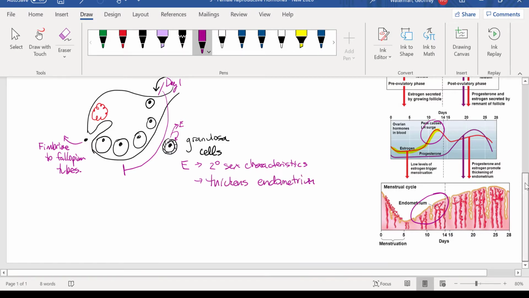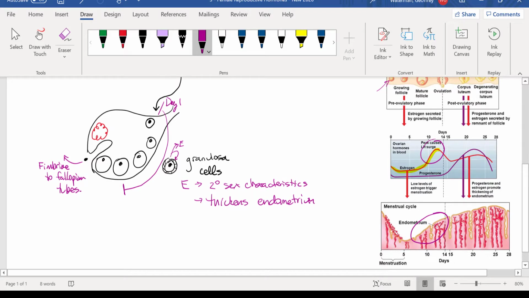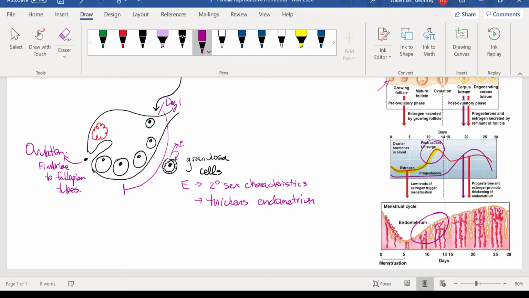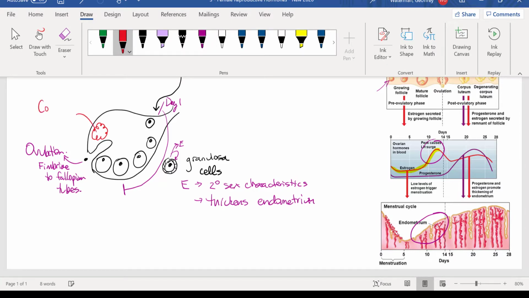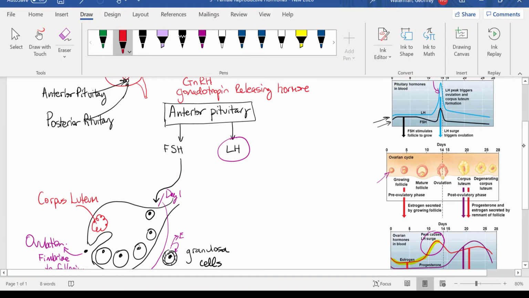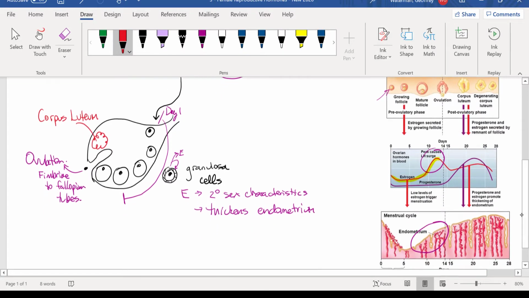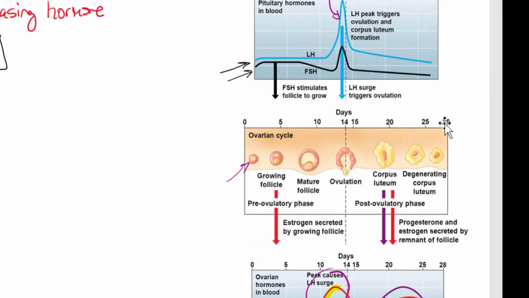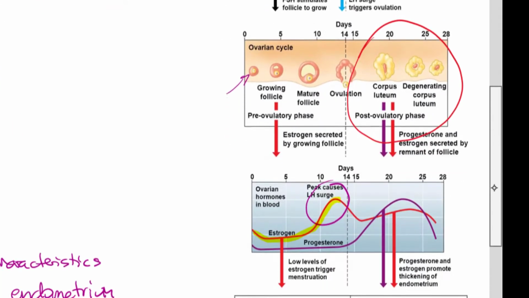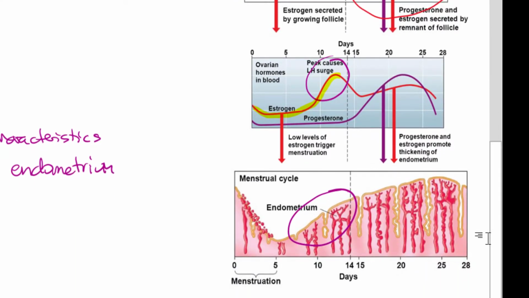So now we have ovulation, and the egg goes off into the fallopian tubes via the fimbriae, but the corpus luteum is still working. So here's our corpus luteum. It's still working, and now it's going to start to produce estrogen and progesterone. Okay, so this is the luteal phase, and you can see the corpus luteum over here, producing progesterone and estrogen.